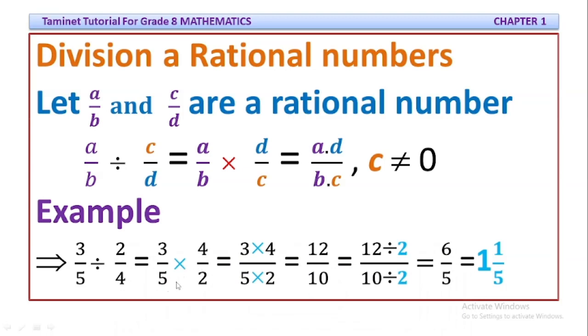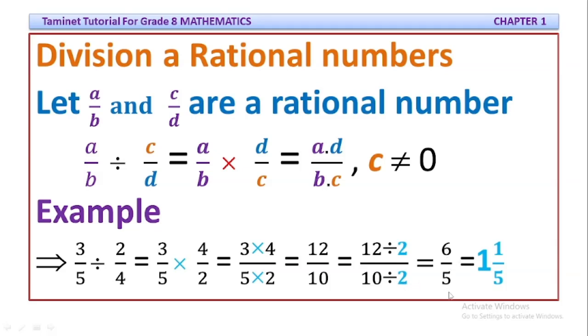Then we multiply 3 over 5 by 4 over 2, which means the reciprocal of the denominator. Then we know the rule of how to multiply fractions: multiply the numerators and multiply the denominators. Then 3 times 4 is 12, 5 times 2 is 10. Now this is not in the lowest term, because both numerator and denominator are multiples of 2, so divide both by 2. When we divide, 12 over 2 is 6, 10 over 2 is 5, then 6 over 5 is the answer.